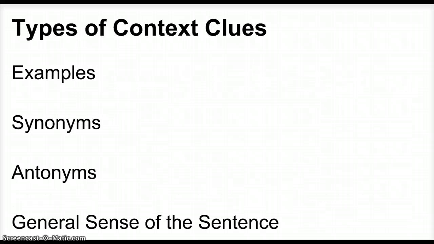There are 4 types of context clues that I want students to become familiar with. It's not so much that they can tell you a definition of what these mean, but so that they're more aware of things to look for in their reading to help them comprehend. So the 4 types of context clues we're going to talk about are examples, synonyms, antonyms, and then just the general sense of the sentence or the sentences surrounding it.